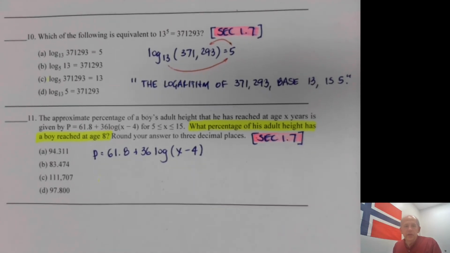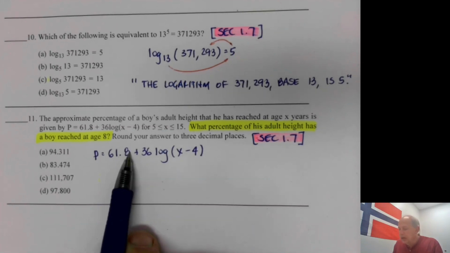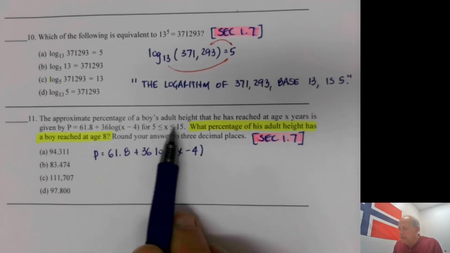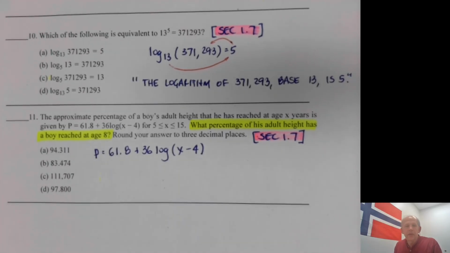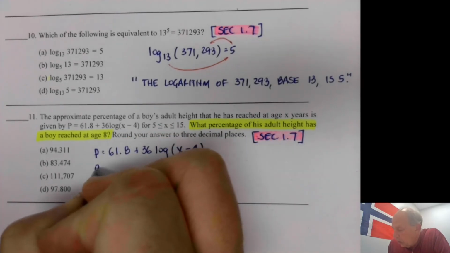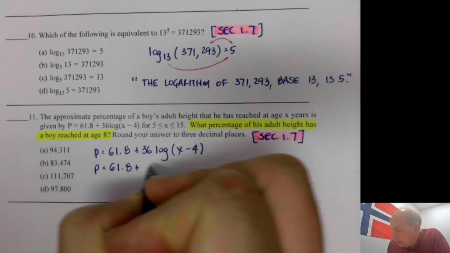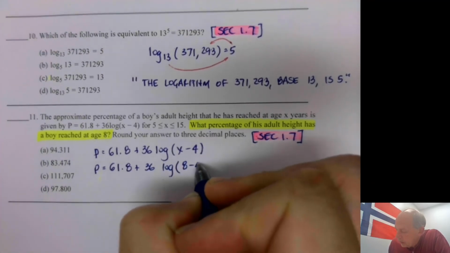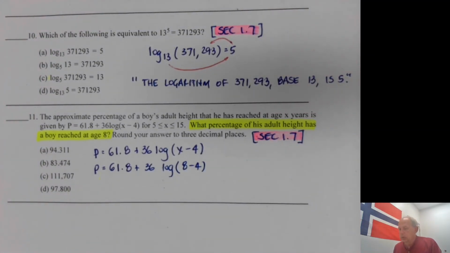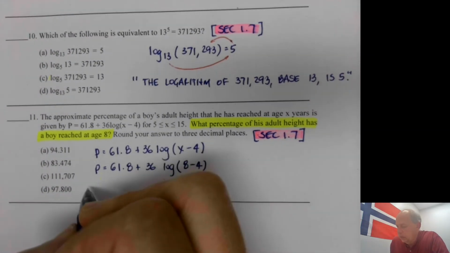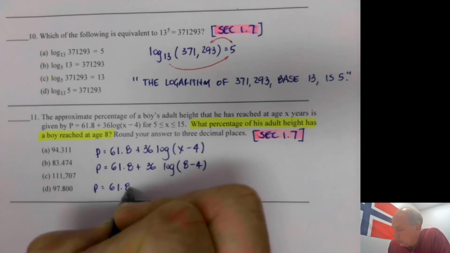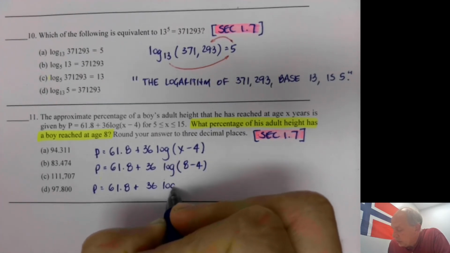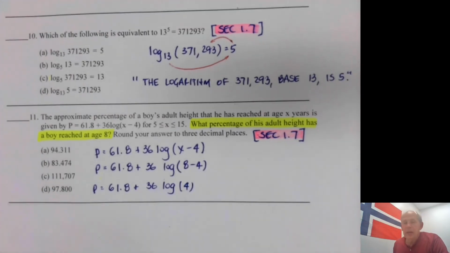Last one for this video and last one for chapter 1. We want to predict percentage of adult height using this model for a male between 5 and 15 years old. We're going to pick a male that's 8 years old. All I'm going to do for this model is plug in 8 into the expression. I have 61.8 plus 36 times the log of 4.